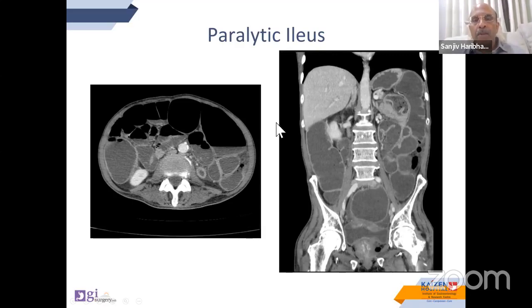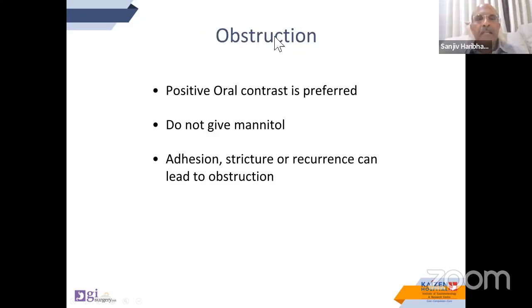So there will be dilatation all throughout the bowel. The air fluid levels are not significant, not the step pattern classically that we see. In obstruction, we need to use a positive oral contrast, which is preferred. We should avoid giving mannitol because it's more osmotic. It exudes a lot of fluid into the lumen of the bowel.